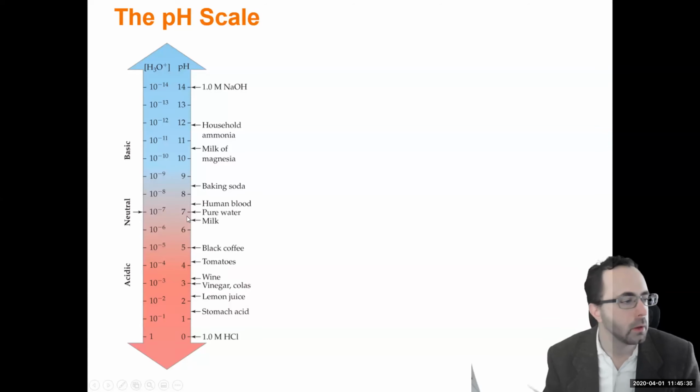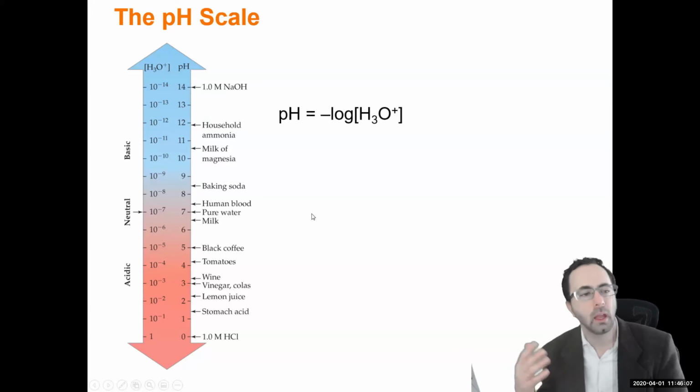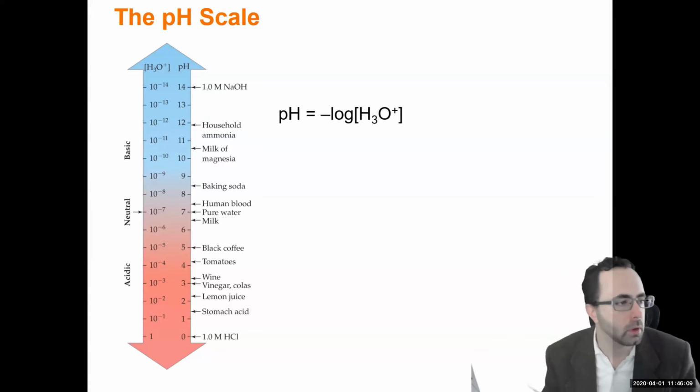That's neutral. If the concentration of hydronium is larger, so this is getting larger and larger numbers because the negative exponents are smaller, we have a larger concentration of hydronium. We say the solution is acidic. So these solutions would then have pHs lower than 7. If the concentration of hydronium is smaller than a neutral solution, then we have a pH that is basic. So what is the definition of the pH? The pH is the negative log of the hydronium concentration.